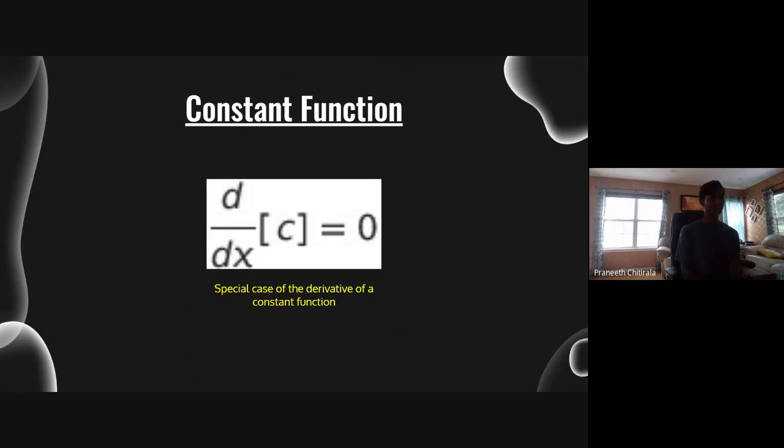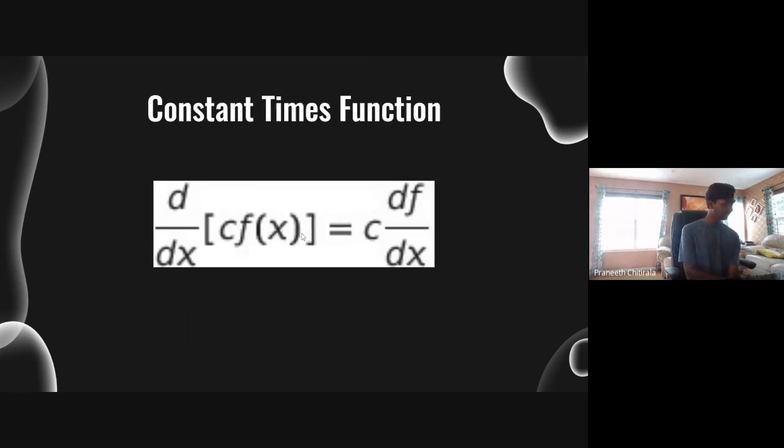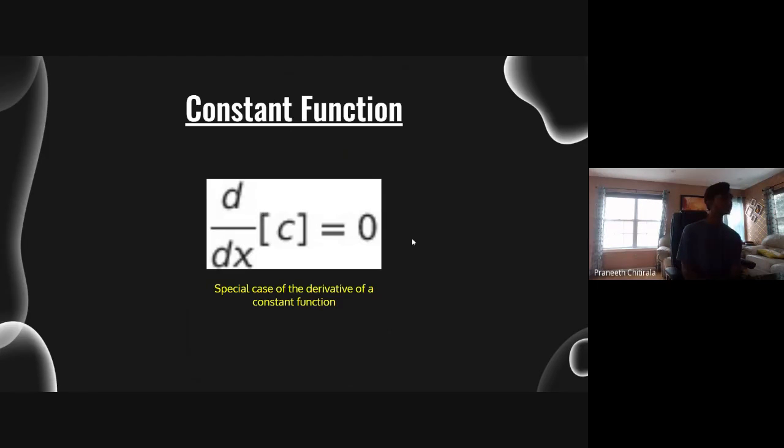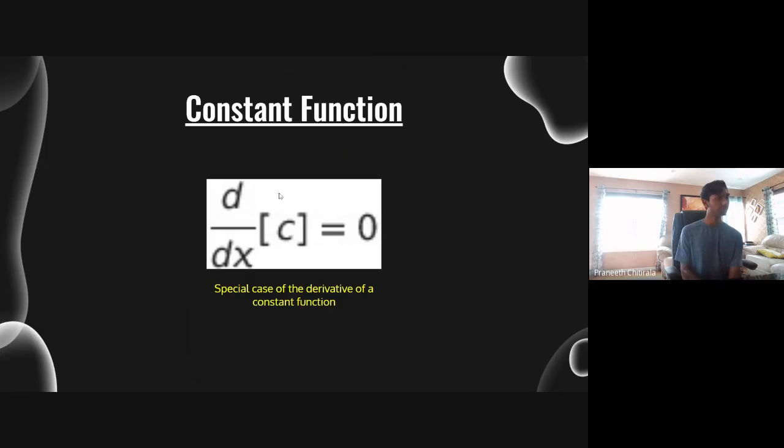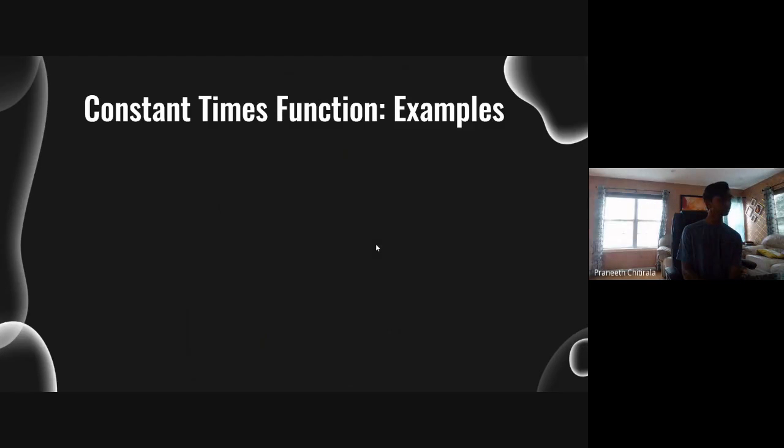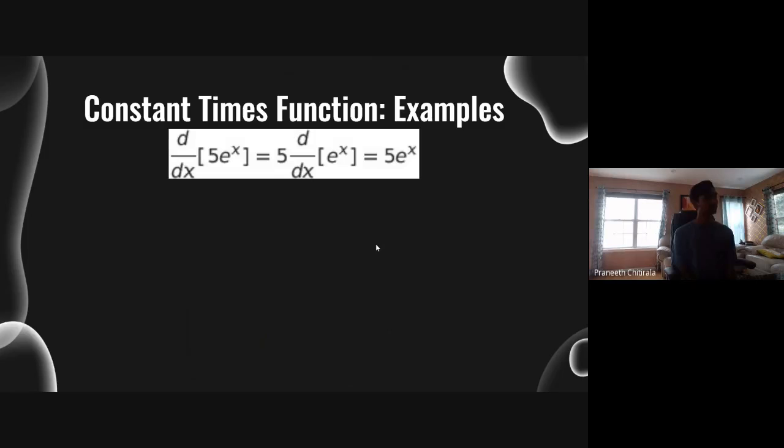And this is a special case of the derivative of a constant times a function. In fact, this is basically the derivative of a constant function itself. Before we talked about the derivative of 1, but now we're going to talk about the derivative of c. And the derivative of any constant value is just 0. So let's look at some examples of this.